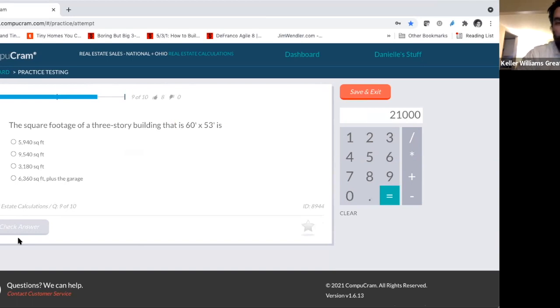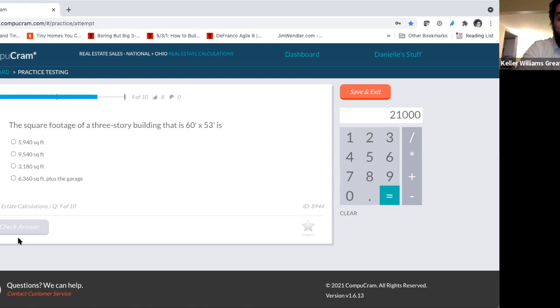The square footage of a 3-story building, 60 by 53, is A, 5940, B, 9540, C, 3180, or D, 6360 plus the garage. What is the square footage of this building? All right, Kyle and Stacy and Vanessa. There we go. I'm going to read the question again.